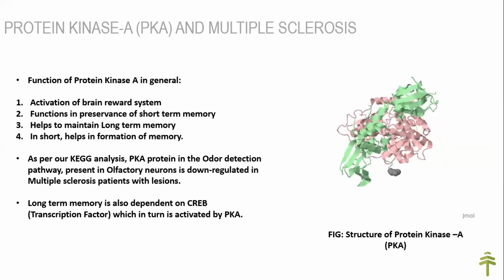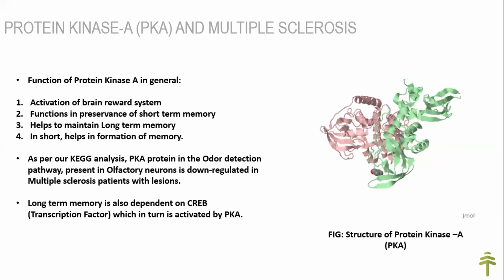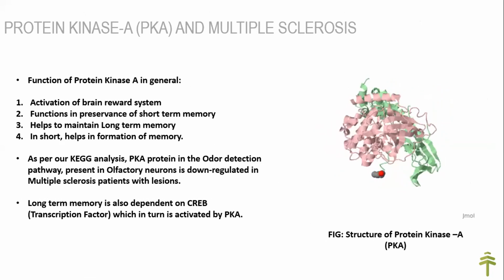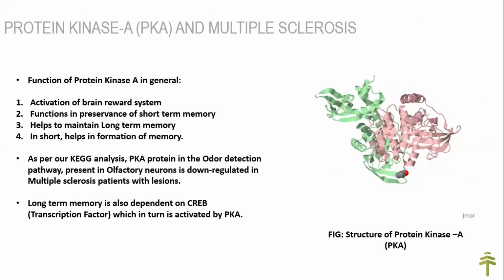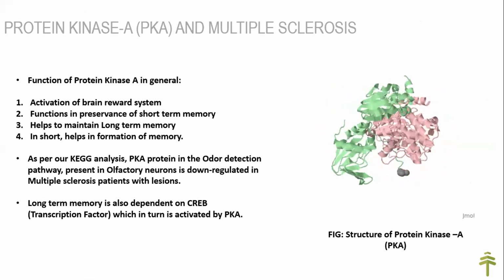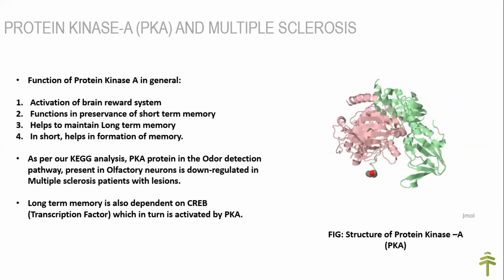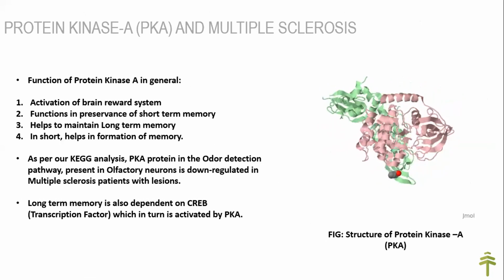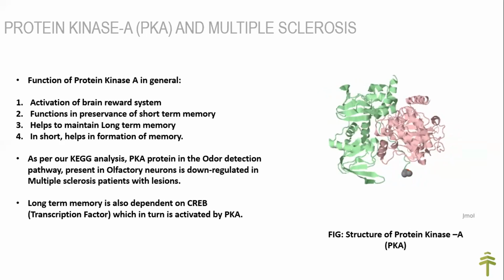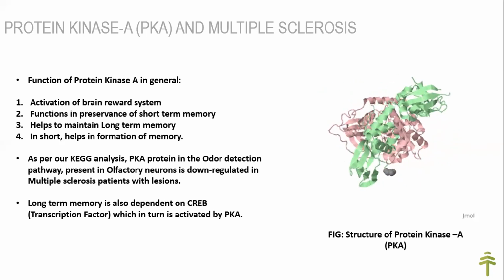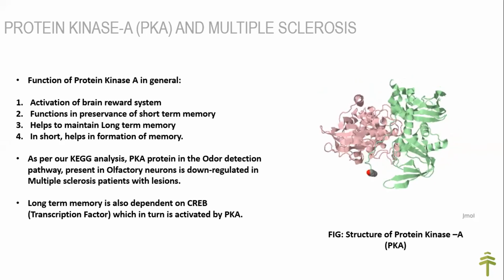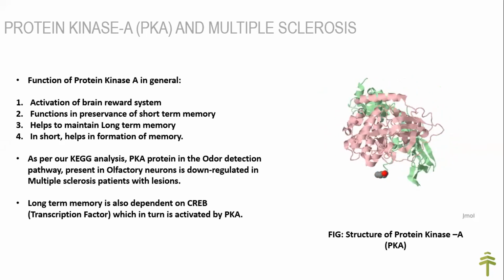So after that, I also found that protein kinase A was strongly related to my studies. Protein kinase A generally functions in cognitive functioning, like in activation of the brain reward system or in the preservation of short-term and long-term memory. As per our KEGG analysis, the PKA protein in the odor detection pathway is highly downregulated in multiple sclerosis patients who had lesions.